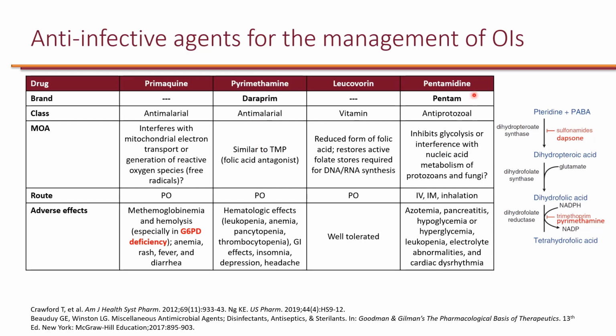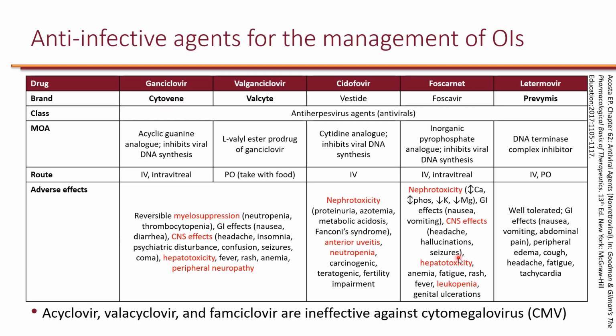And lastly, we have pentamidine, which is also available in an inhalation formulation, but it is not available as an oral formulation. Now let's take a look at some of the antiviral agents used for management of opportunistic infections. And here we're really talking about cytomegalovirus, or CMV, as the opportunistic viral infection. And because acyclovir, valacyclovir, and famciclovir are ineffective against CMV, we're not going to talk about them. The most common antiviral agent used for management of CMV is ganciclovir.